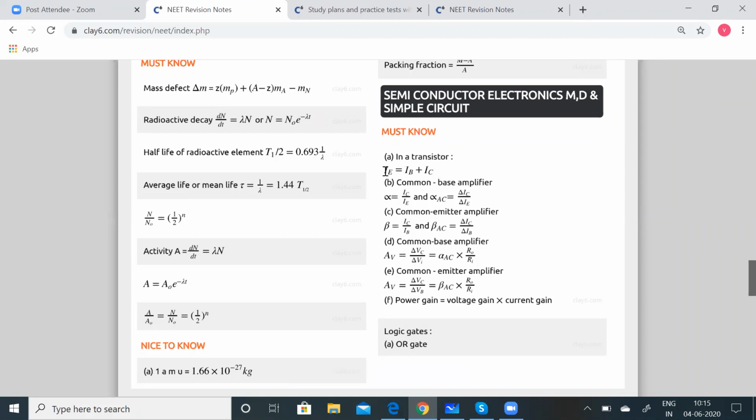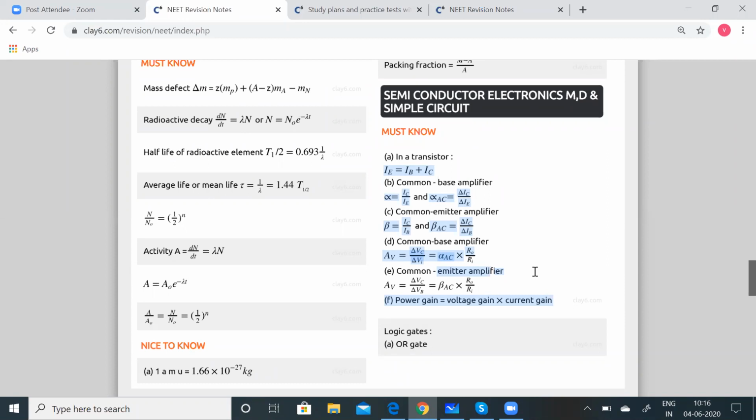A transistor can be used in one of three configurations: common base, common emitter, and common collector. Here we are now seeing more about amplifiers, the common base amplifier and the common emitter amplifier. The transistor as a switch is omitted, so we are going to concentrate only on amplifiers.